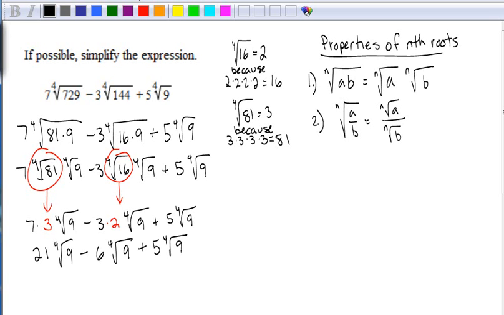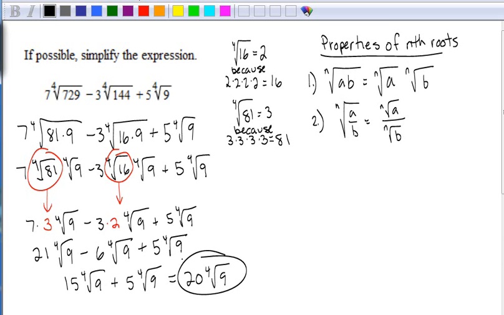And if I add, all of these are now the same root, and if I had 21 of something minus 6 of something, that is 15 of that same something. Bringing down the 5 times the fourth root of 9 and doing the same thing, we have 15 of something plus 5 of something is 20 times the fourth root of 9. This is a fine answer. It turns out the computer did not put this answer, but I will accept this for full credit.